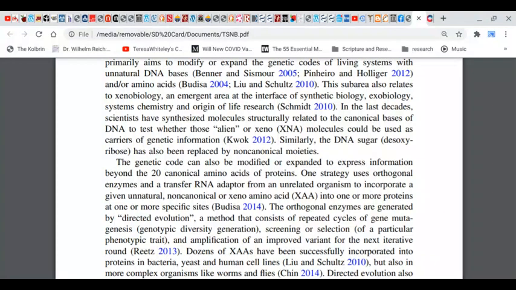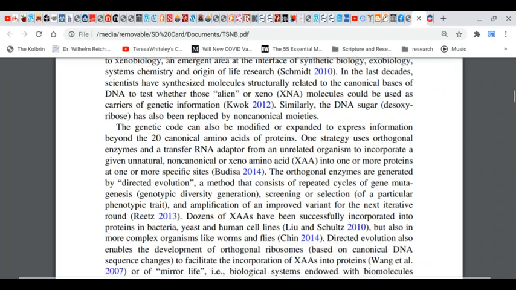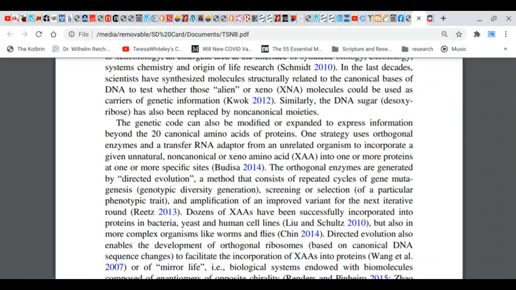One strategy uses orthogonal enzymes and a transfer RNA adapter from an unrelated organism to incorporate a given unnatural, non-canonical, or xeno amino acid, XAA, into one or more proteins at one or more specific sites. The orthogonal enzymes are generated by directed evolution, a method that consists of repeated cycles of genetic mutagenesis, genotypic diversity generation, screening or selection of a particular phenotype trait, and amplification of improved variant for the next iterative round.